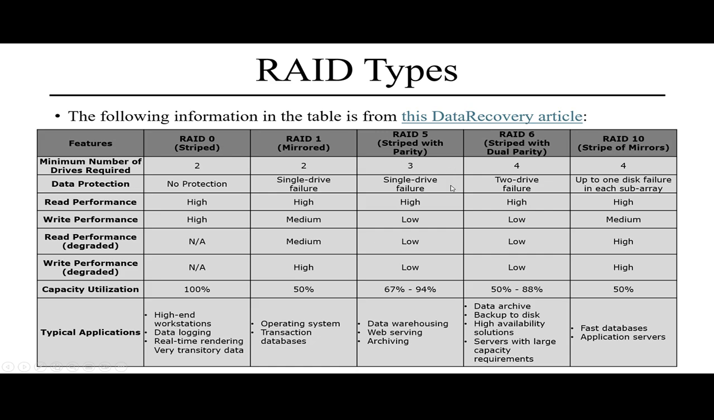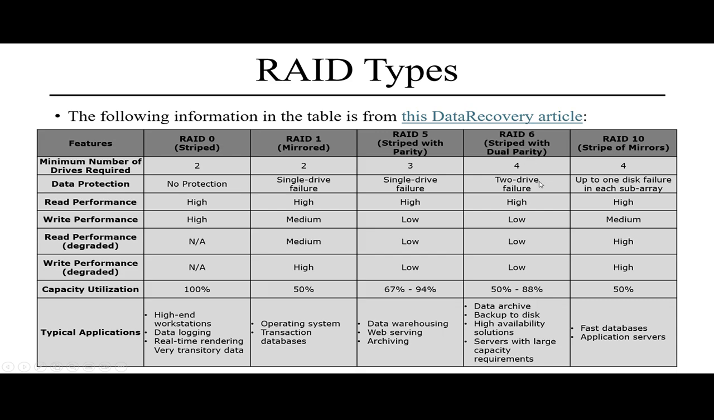Now, RAID 5, striped with parity, also allows for a single drive failure. It doesn't have great performance, but it does allow you to not have to completely copy data from one disk to another. Parity bits are spread throughout the disks. So it's striped with parity. The parity bits are used so that if one disk dies, the parity bits on the other disks can be used to restore the data on the dead disk.